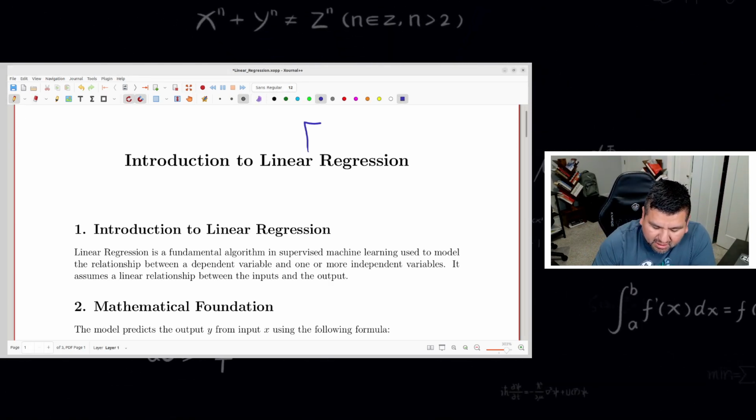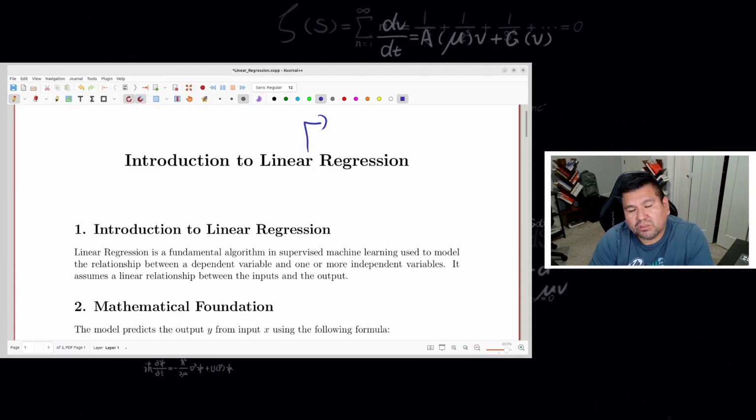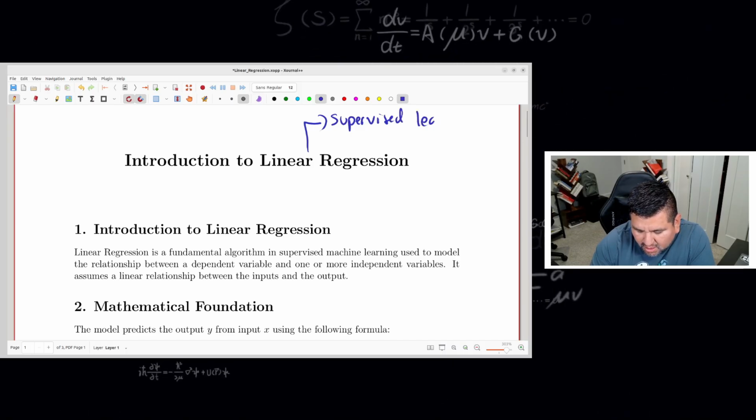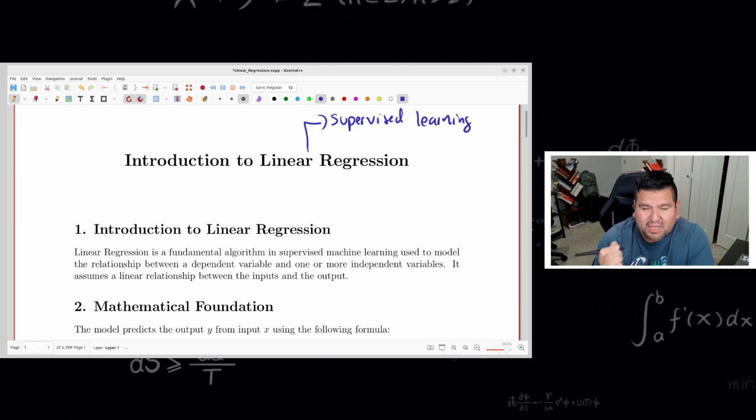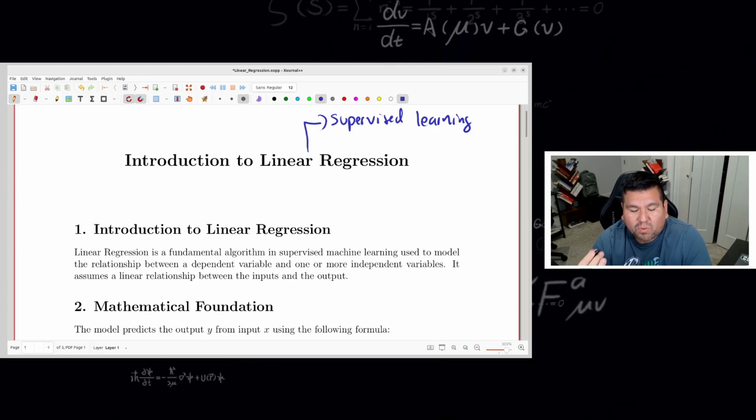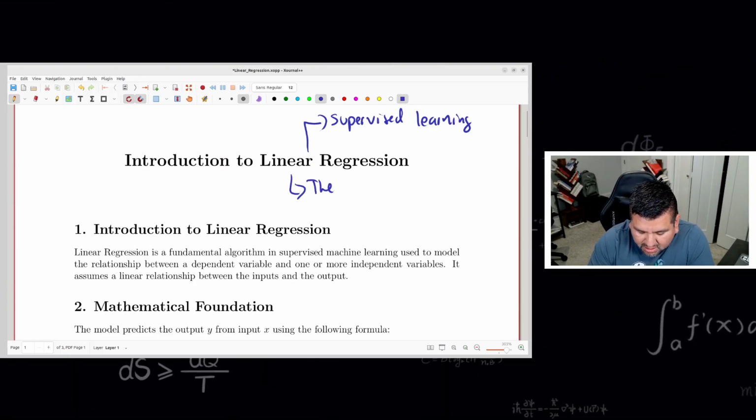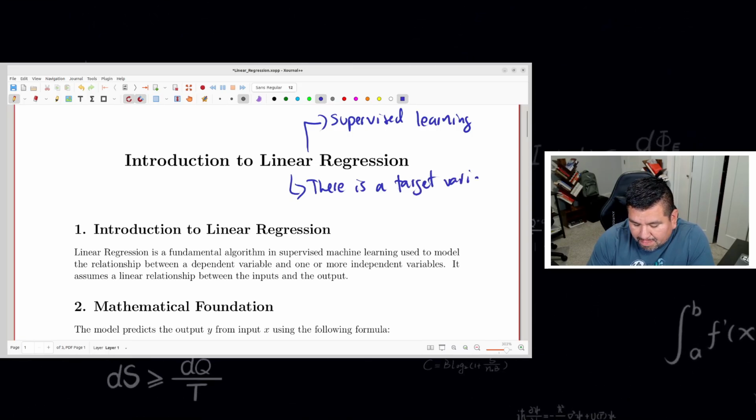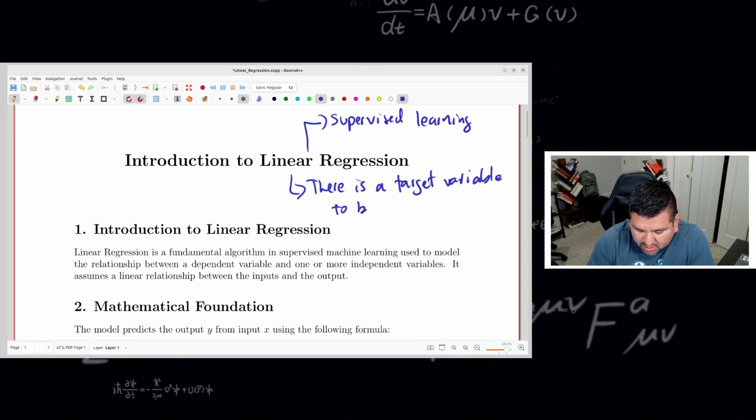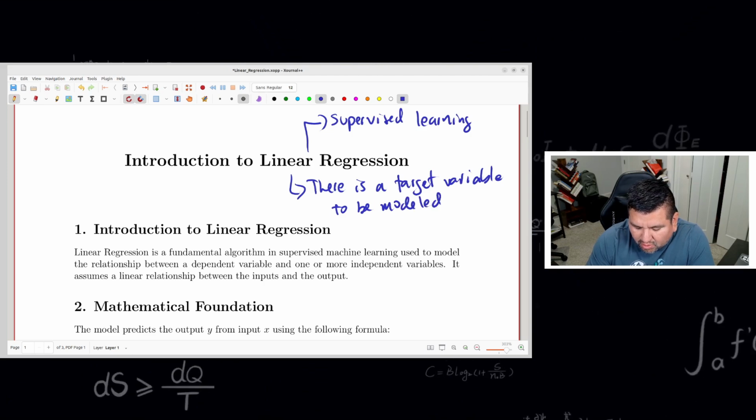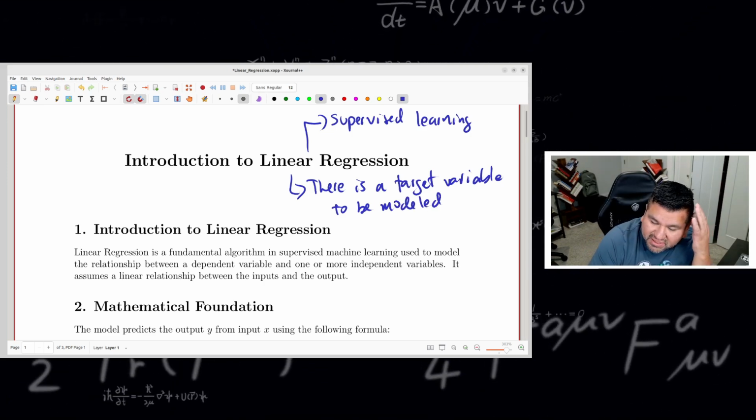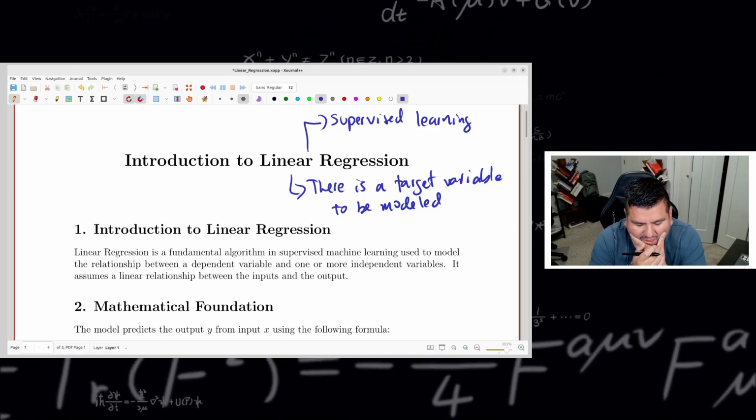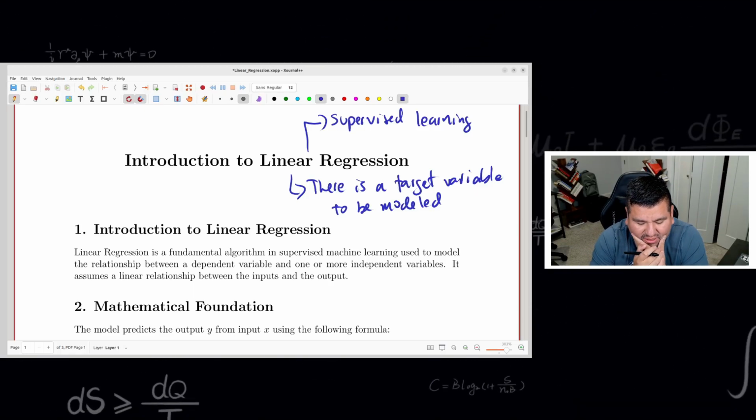Linear regression falls under what is called supervised learning. Basically, that means there will be a target variable to be modeled as a function of a set of other input variables. That's basically what linear regression is.